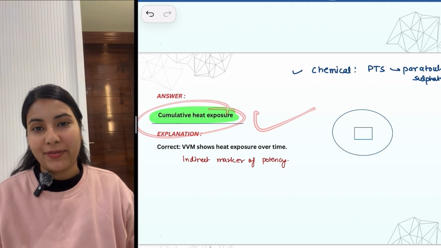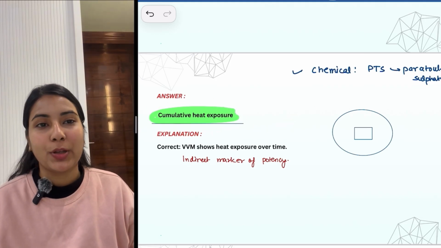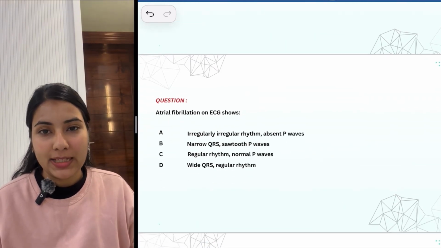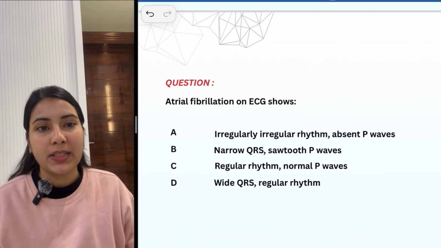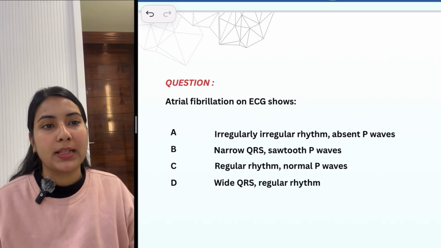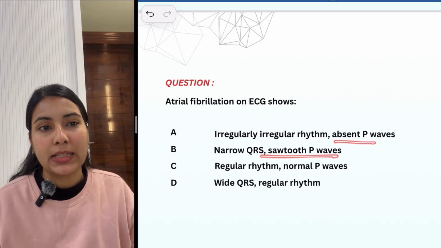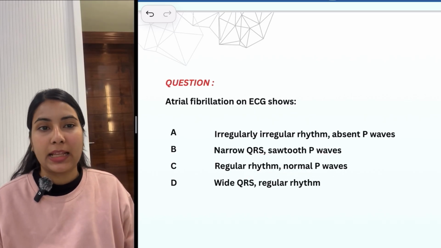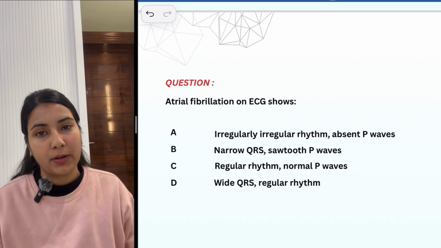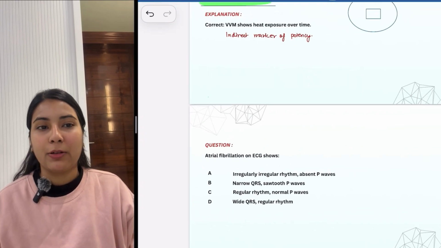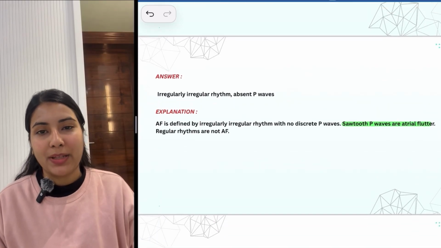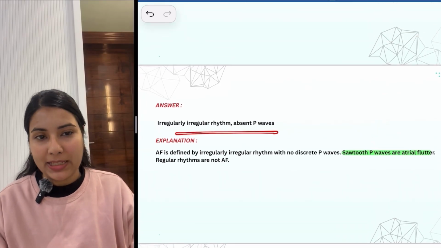Moving on to the next very important topic, that is arrhythmias. So the question is, atrial fibrillation on ECG shows, your options are A, irregularly irregular rhythm with absent P waves. Next option is narrow QRS with sawtooth P waves. Third option is regular rhythm, normal P waves. And the last option is wide QRS and regular rhythm. So the answer here is irregularly irregular rhythm with absent P waves. This is typical for atrial fibrillation.